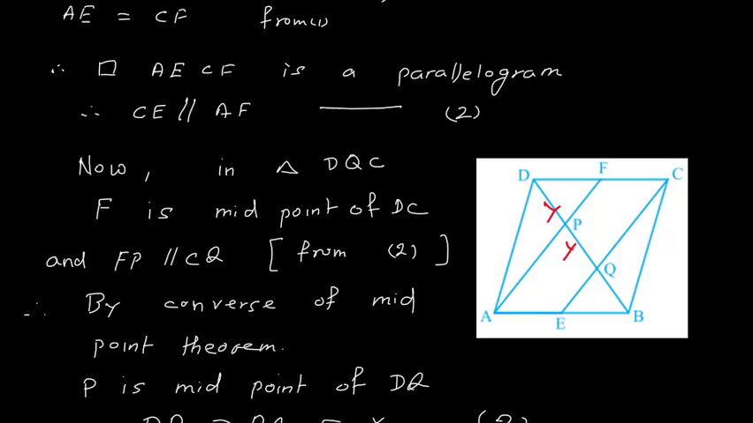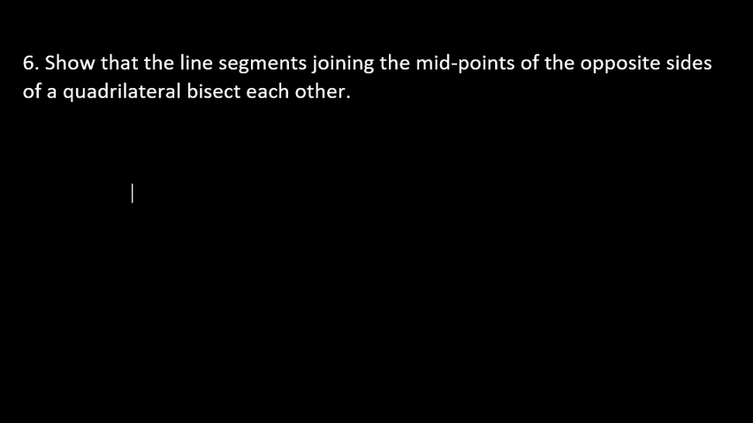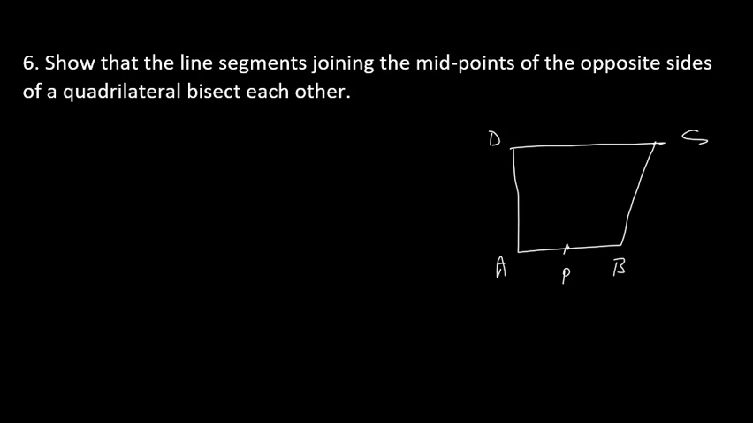Okay. Simple question. Now let us move to the next question. Show that the line segments joining the midpoints of the opposite sides of a quadrilateral bisect each other. Okay, so what it is saying is that the line segments joining the midpoints of opposite sides of a quadrilateral bisect each other. So let us draw a quadrilateral of any shape like this. Let us draw A, B, C, D, and let us take midpoints P, Q, R, S, and join SQ and PR. We have to prove that they bisect each other. Let us take their intersection point as M. We have to prove that SM is equal to QM, PM is equal to RM.